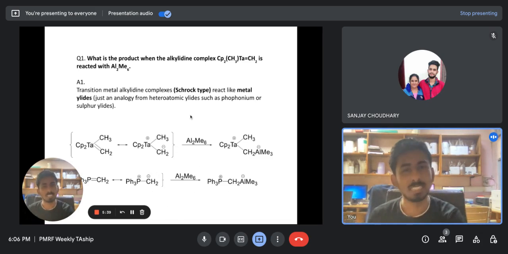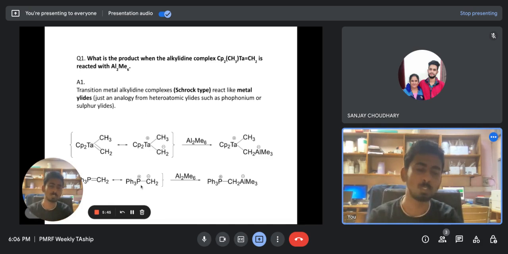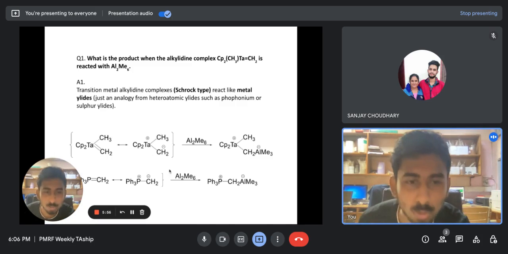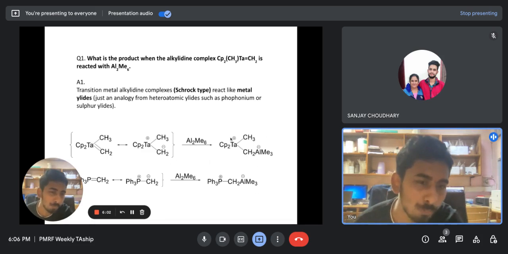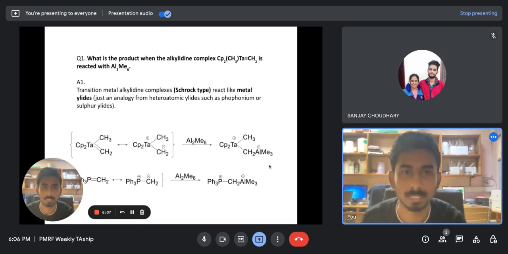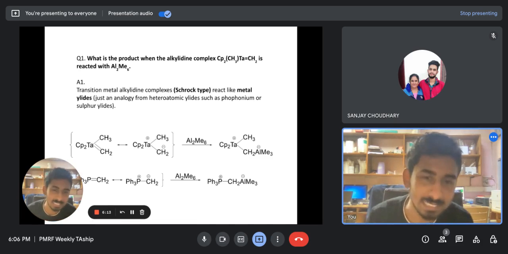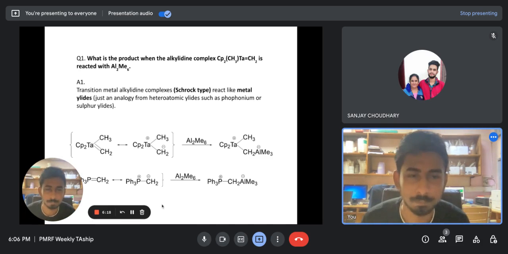Now, since I have already stated that because of the similar electronic behavior, here it is a P+CH2- system, here it is a tantalum+CH2- system. So, this Schrock type of carbene has significant resemblance with this phosphonium ylide. So, what happens here also happens the same. This CH2- attacks on this aluminium and forms this kind of adduct, which is Cp2Ta+CH3 bound to CH2AlMe3-. So, whenever this Schrock type of alkyl-bearing complex is reacted with Al2Me6, a similar reaction such as what happens with the phosphonium ylide takes place.